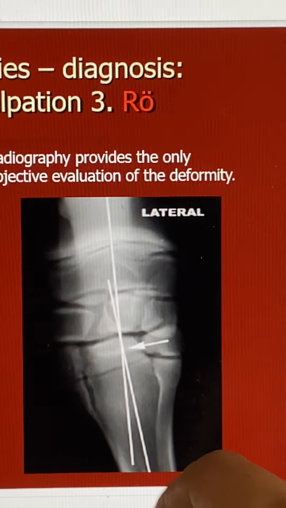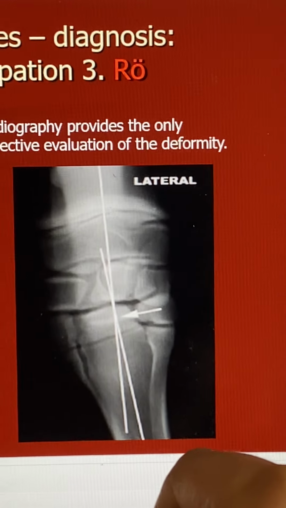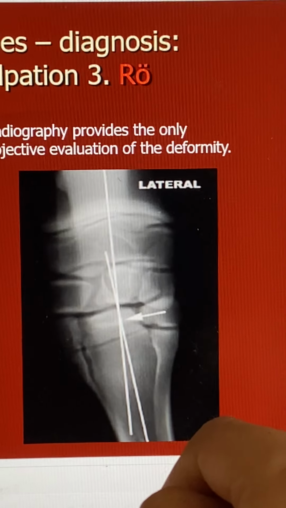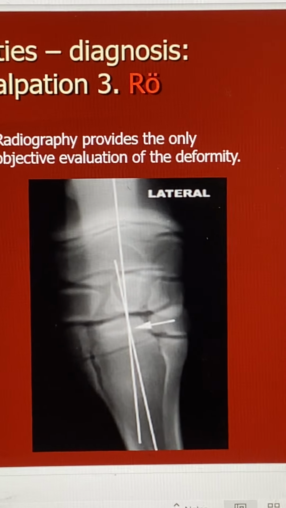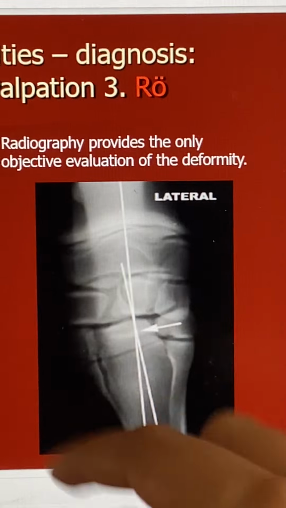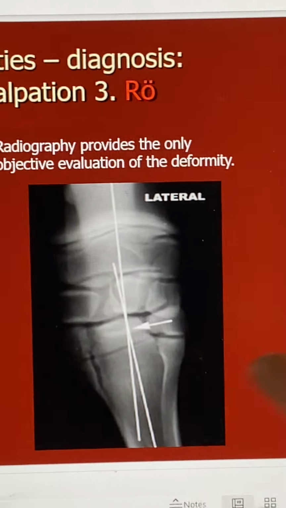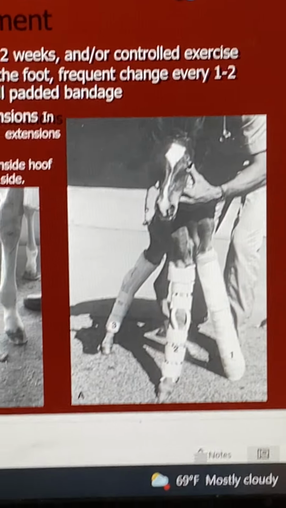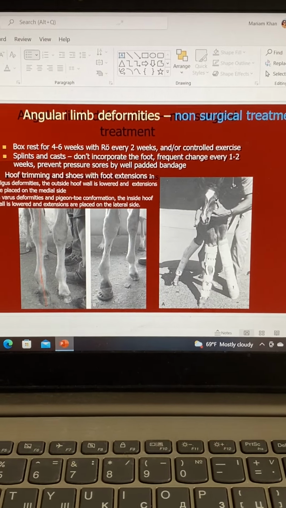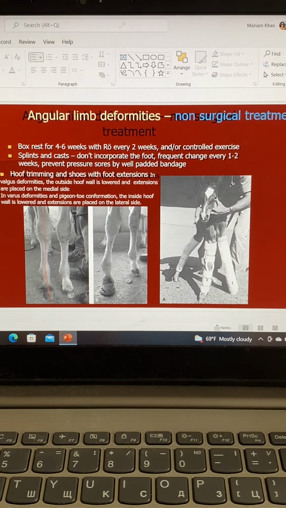The degree of the limb deviation can be determined, and it can be determined whether the deviation originates in the joint or in the physis, so, in the epiphysis or the diaphysis. Finally, we have treatments, so we'll come back.